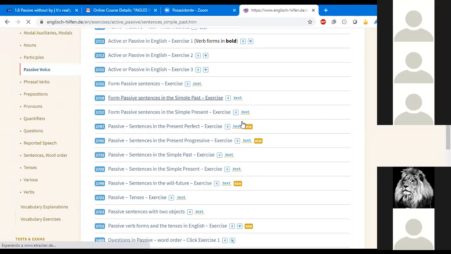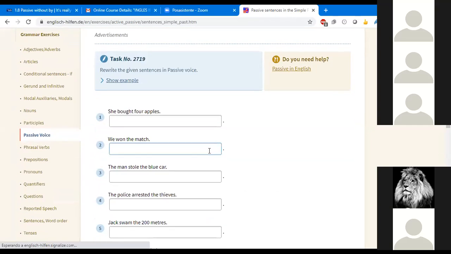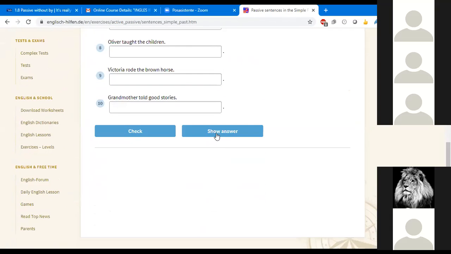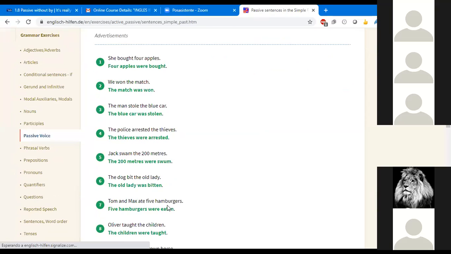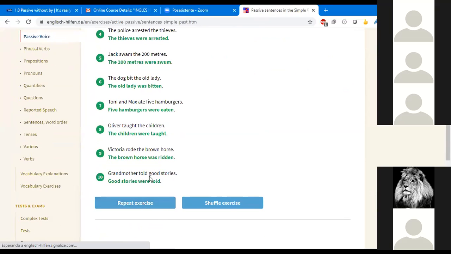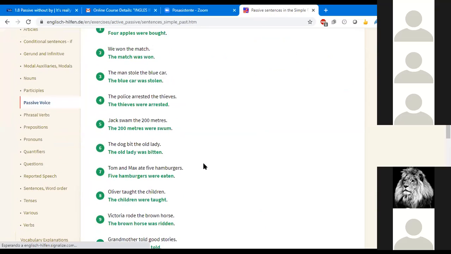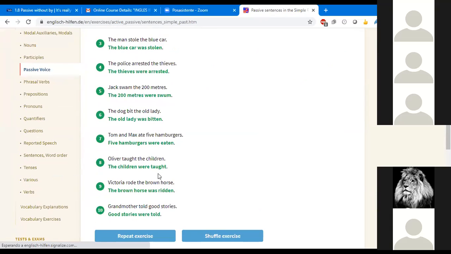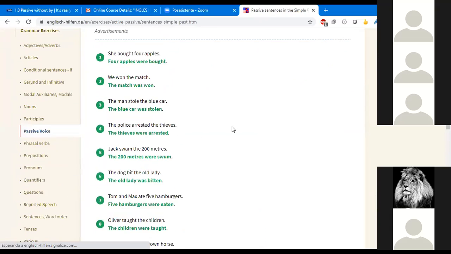Here, you know, for example, simple past. For example, she bought 4 apples. She won the match. And then, well, you have 2 options, right? The easy option is to show the answers. But the idea is that you first try to do the exercise, right? You get your answers. For example, she bought 4 apples. 4 apples were bought. We won the match. The match was won. And here you can see which one you need, bought and which one won. Okay.